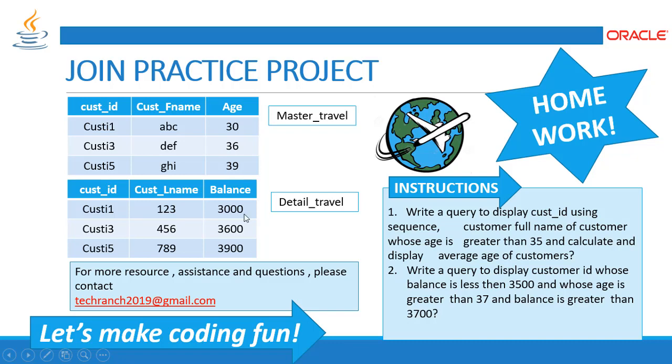Write a query to display customer ID whose balance is less than 3500 and whose age is greater than 37 and balance is greater than 3700. So this will help you understand how we can use those types of joins and come up with the working in a database: which join you will need, where you need it, and how we can make database access efficient.